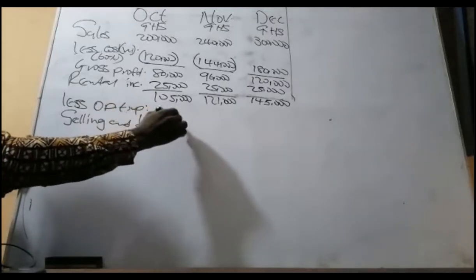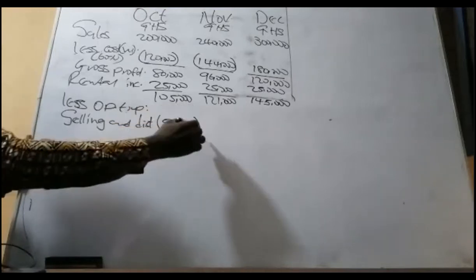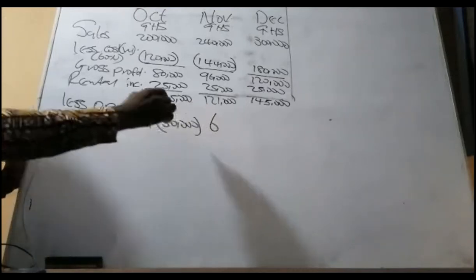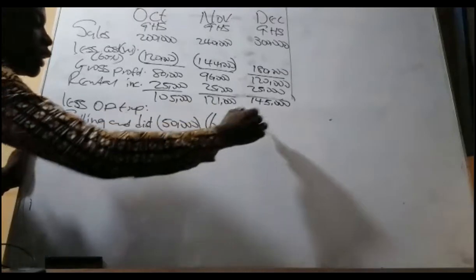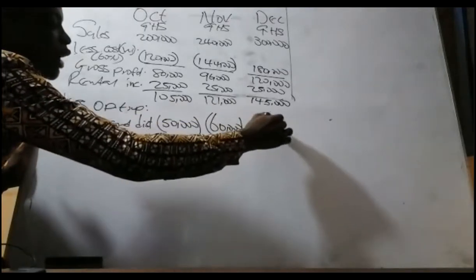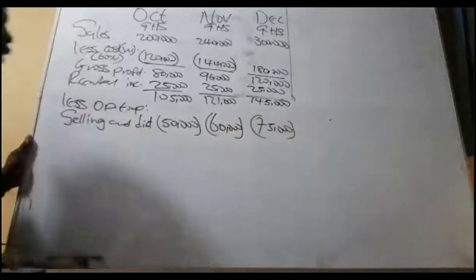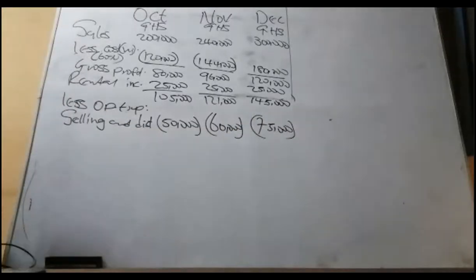So 50,000, you put it in brackets. Then here will be 60,000, you put it in brackets. And lastly, 75,000. That is how your question will be.